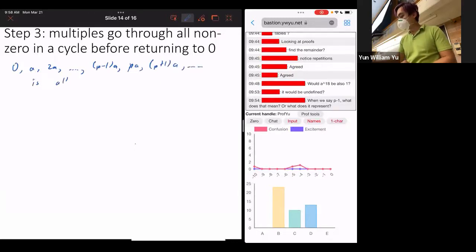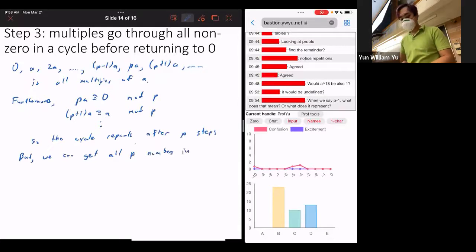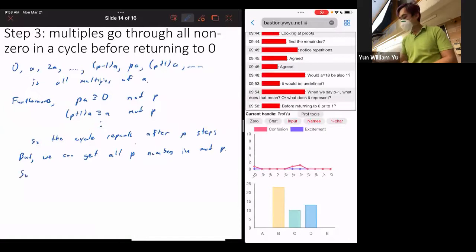We know that that's all multiples of A. And furthermore, we know that PA is congruent to 0 mod P, and (P plus 1)A is congruent to A mod P, right? And so on. So the cycle repeats. So the cycle repeats after P steps. But we can get all P numbers in mod P. So each cycle must contain all numbers, contain all of them.